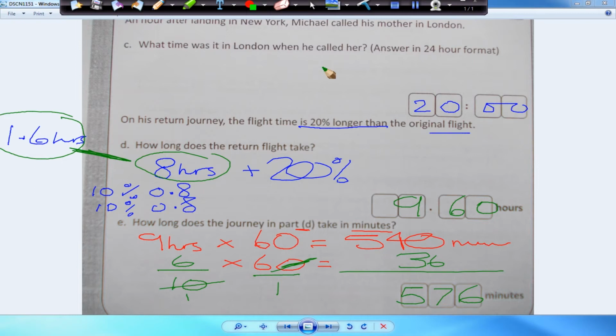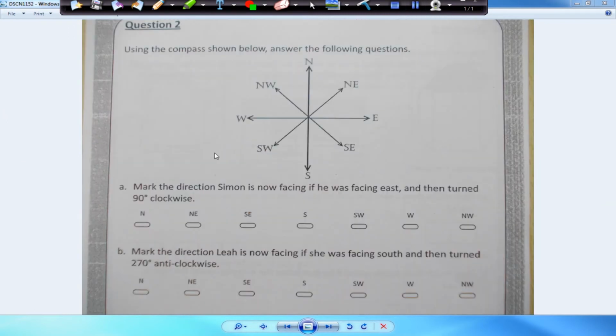Because I'm going to clear the screen. Okay, I'll wait. Alright, here we go. Question number 2. Using the compass shown below, answer the following questions. Mark the direction Simon is now facing if he was facing east and then turned 90 degrees clockwise.